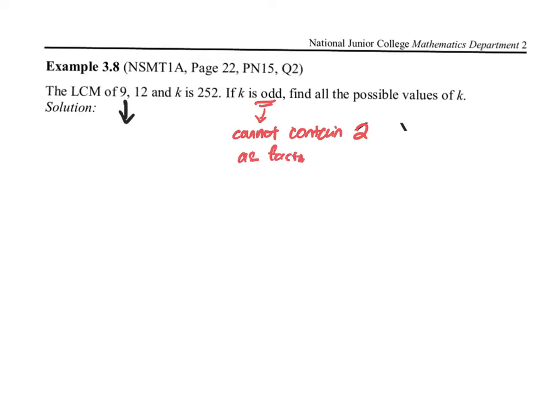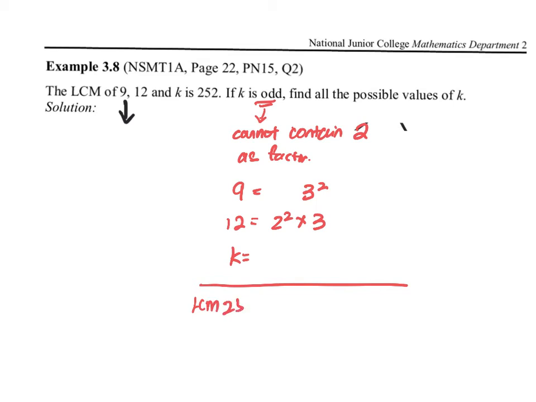Alright, so now we look at 9, 12, and K. What we do is we work backwards. The first number, 9, is 3 power 2. The second number, 12, if we prime factorize, is 2 power 2 multiplied by 3. And the third number will be K. Given that K is odd, the LCM 252 is equal to 2 power 2 times 3 power 2 times 7.